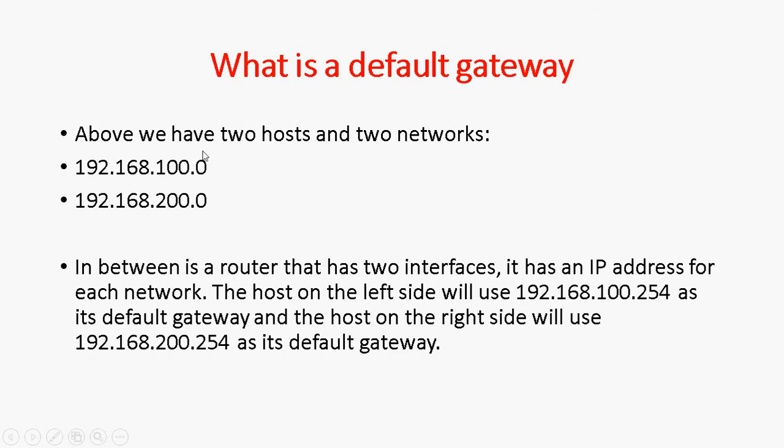So that is 192.168.100.0 and 192.168.200.0. Okay, so in between there is a router. We have two interfaces. One interface points towards PC1, and to that interface I will assign the IP 100.254. The router's other interface, Ethernet 1, points towards PC2, and I will assign it the IP 200.254. Both of these are gateways for PC1 and PC2.